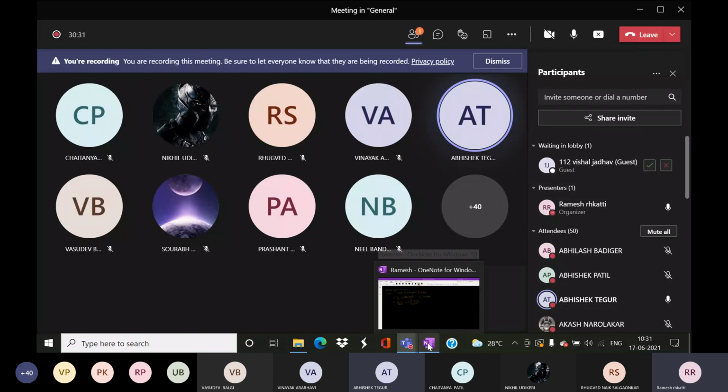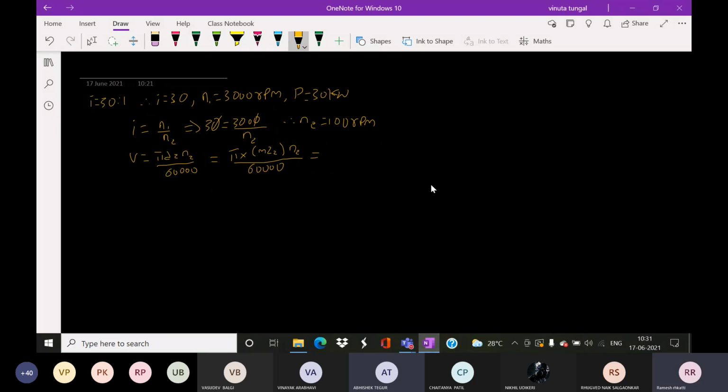I'm getting 0.157 M. Check. Correct? Yes, sir. Correct. Equally, you have substituted, Abhishek. D2 is not given, so M into Z2. M is unknown, Z2 is 30 and the N2 value is 100. From this, the V you will get as 0.157 M. It is in meters per second, where this M is module.